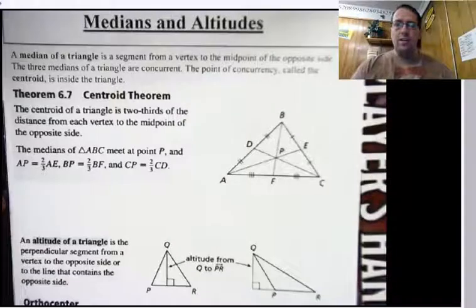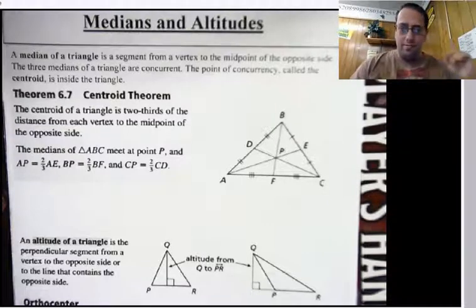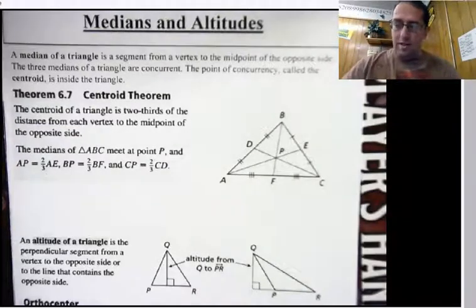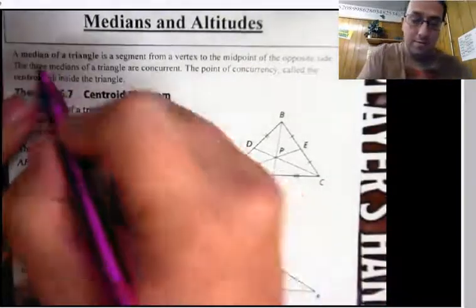Hello class, today we are going to talk about medians and altitudes of triangles. All right, so first we'll talk about medians. What's a median? Well, a median's that thing in the highway that keeps people from running into... no. The median is, it is, but on a triangle. That's what we're looking for. We want the median of a triangle.